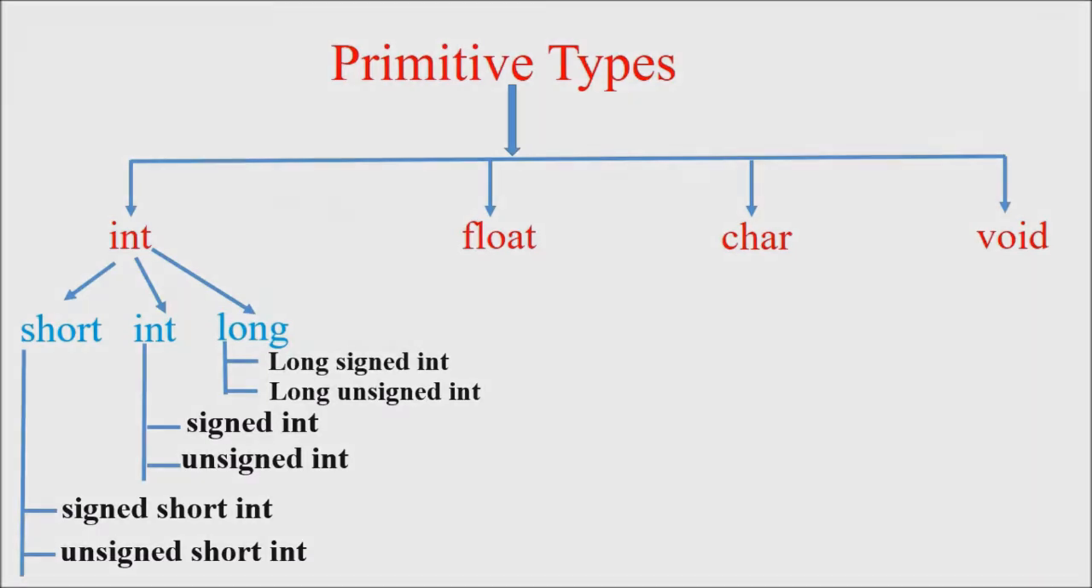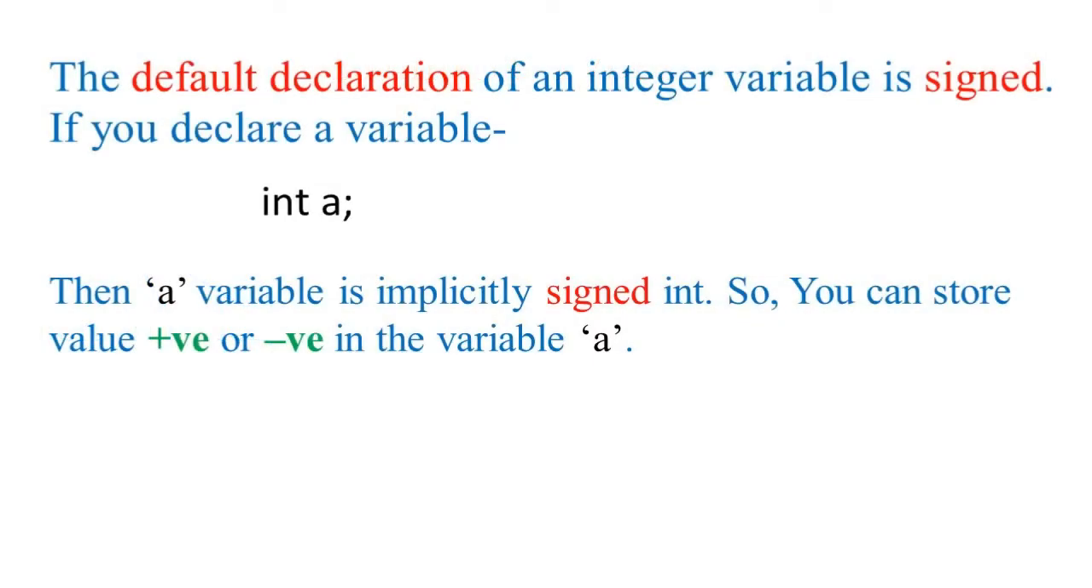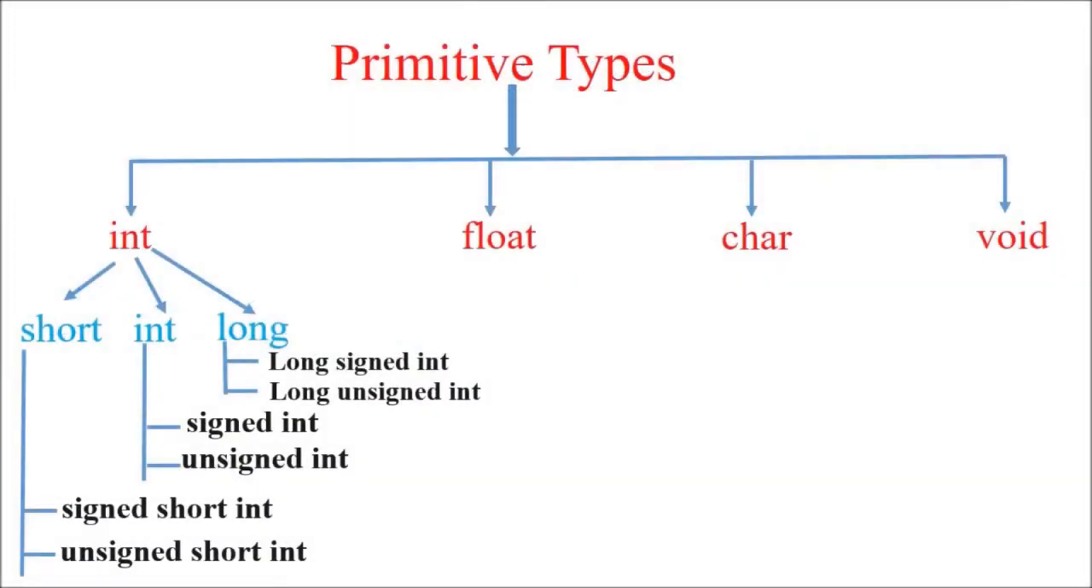And you should always remember that the default declaration of an integer variable is signed. For example, if we declare a variable like int a, then by default this variable a is signed int. So we can store a positive or negative number in the variable a. So here integer data types are classified into 6 types. Now the question is, why do we require these 6 categories of integer data types? And the answer is, we can choose data types according to the size of the data.